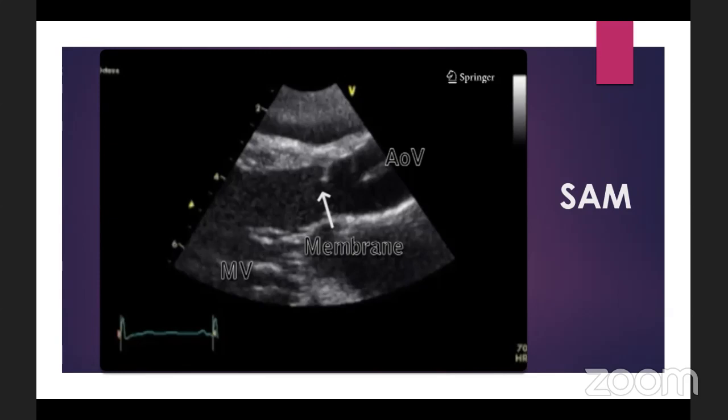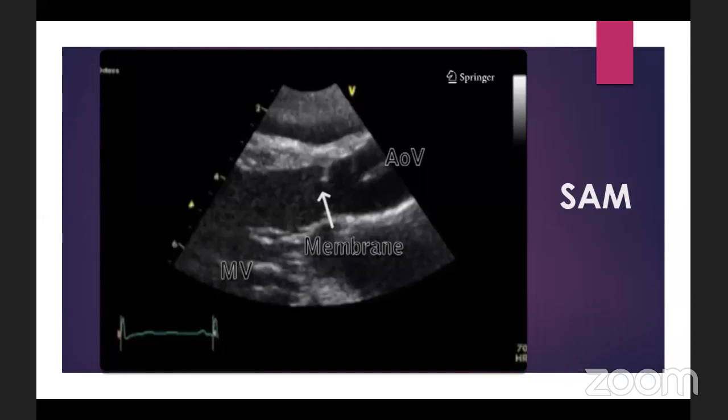And of course, in the presence of any new degree of aortic insufficiency, they should probably be operated on even sooner to prevent this process of aortic valve involvement. Yes.